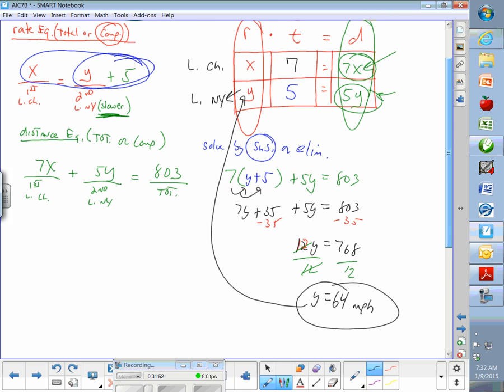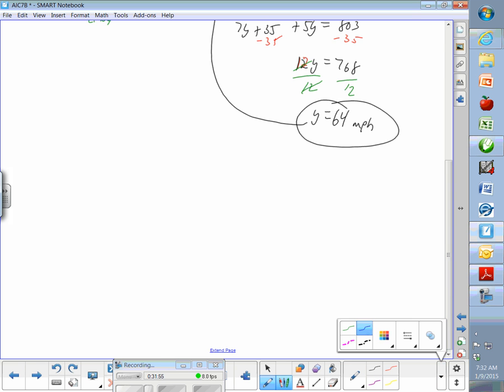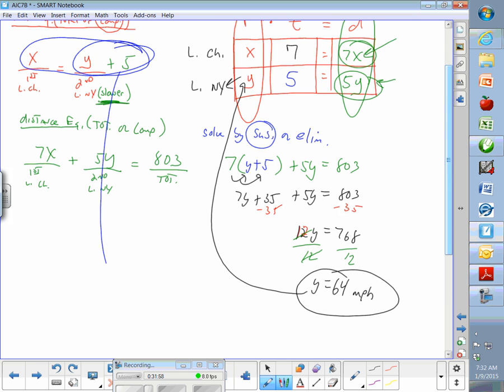Now, how do you get the other one? Remember, substitution. Go back to your circled equation. And x will equal y plus 5. Put the 64 in for y. And x is 69 miles per hour. And the last thing you want to do is you want to be descriptive. So remember, x is the car leaving Chicago. So 69 miles per hour leaving Chicago, and 64 miles an hour leaving New York. Hey, we did it. We solved the problem.